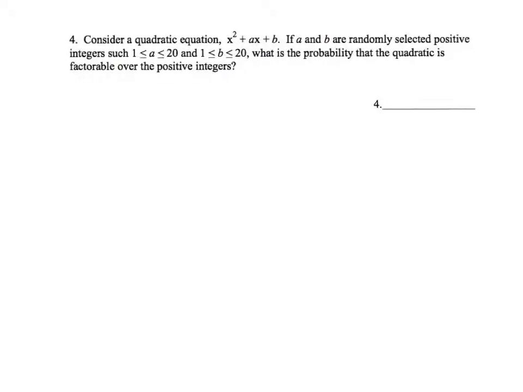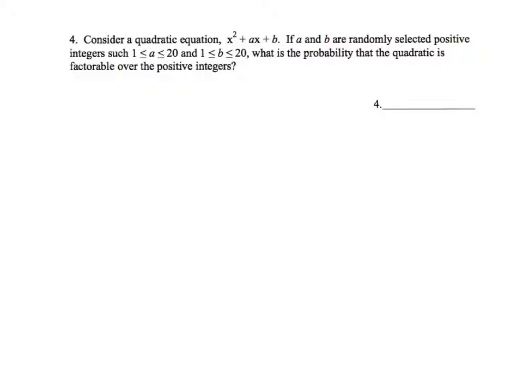This is a solution for problem number 4 from November of 2009, the Junior Contest on Probability. Consider a quadratic equation, x squared plus ax plus b. If a and b are randomly selected positive integers, such that a is between 1 and 20, and b is between 1 and 20 inclusive, what is the probability that the quadratic is factorable over the positive integers?